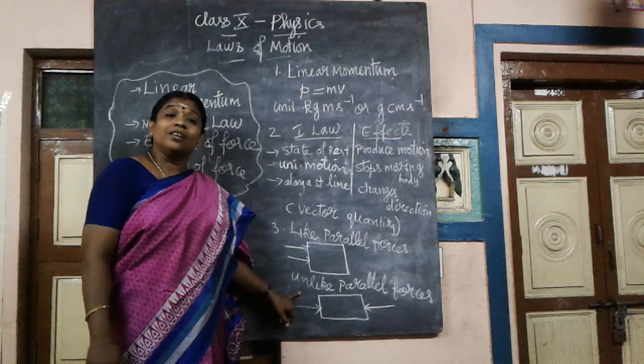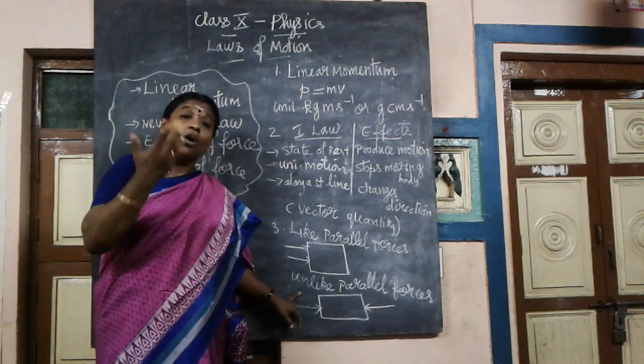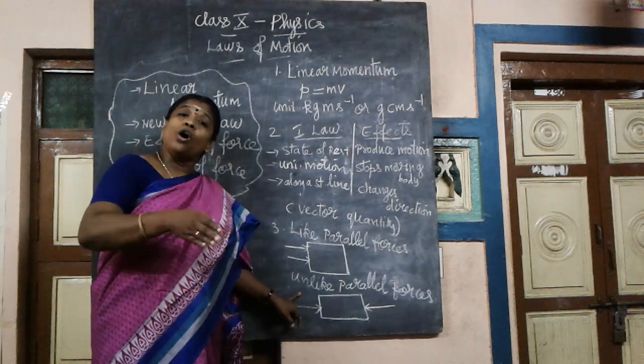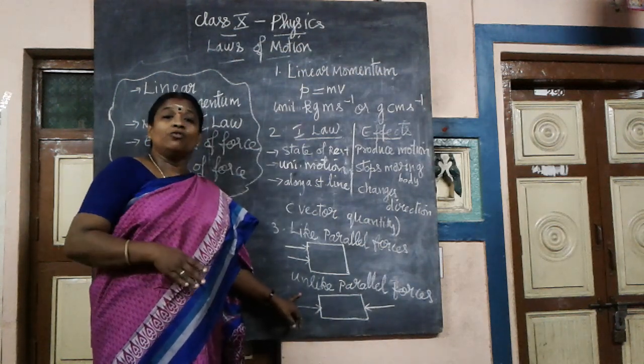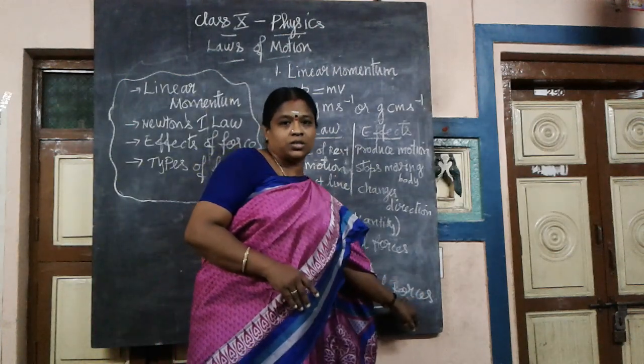Now what is unlike parallel force? When two or more equal or unequal forces act in the opposite direction on a body, then that type of forces are called unlike parallel forces.